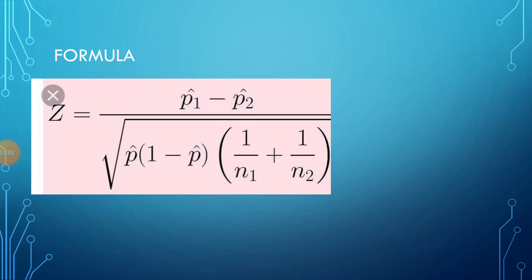Here P1 is the proportion of success in sample 1 and P2 is the proportion of success in sample 2, and Q1 is the proportion of failure in sample 1 and Q2 is the proportion of failure in sample 2. N1 is the size of sample 1 and N2 is the size of sample 2.